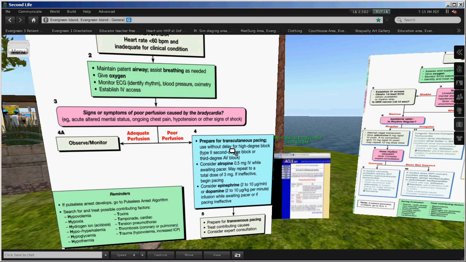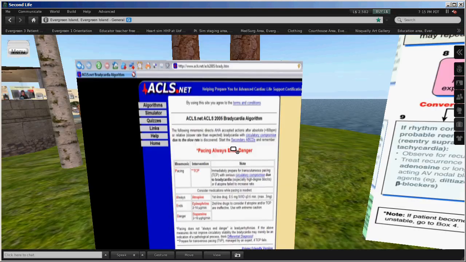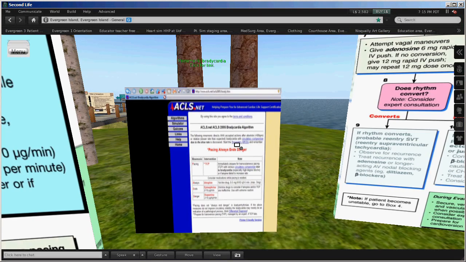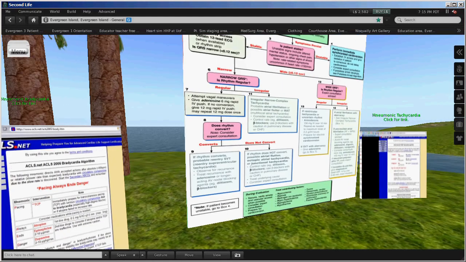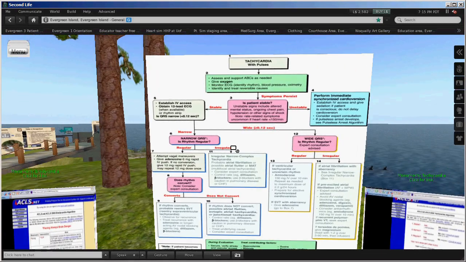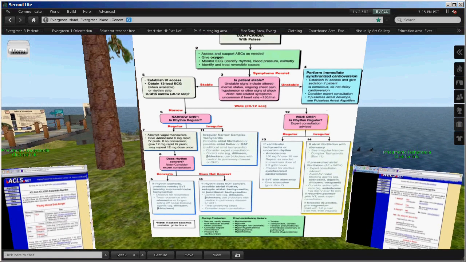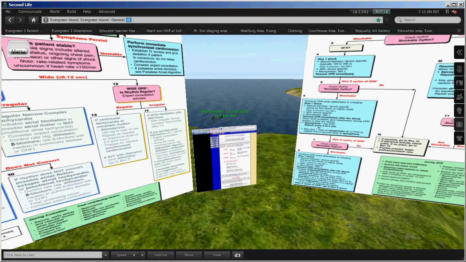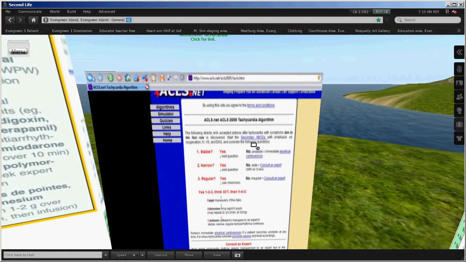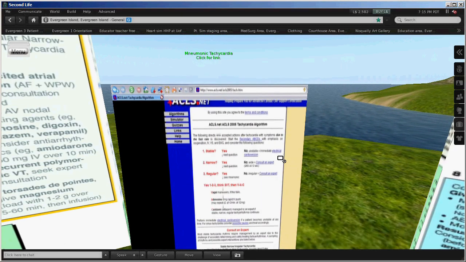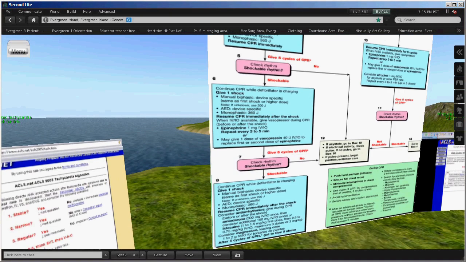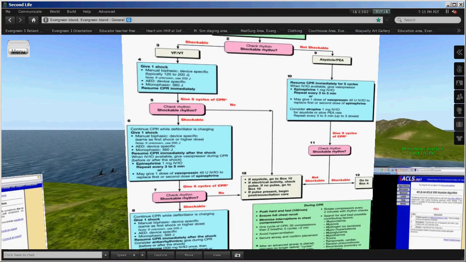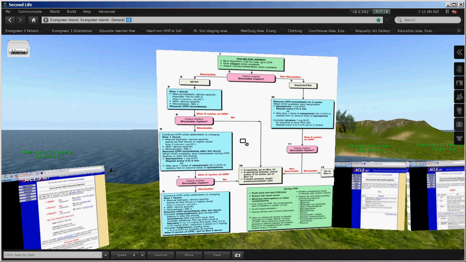There's a mnemonic for bradycardia, and this is kind of hard to see, but if you click on the page, each of these items will take you out to the real web page. Here's tachycardia with pulse. So for example, V-tach with pulse, and then what to do on that. Here's a mnemonic for tachycardia, and kind of helps you remember. Again, these real web pages, by clicking on this sign, you can go right to them.